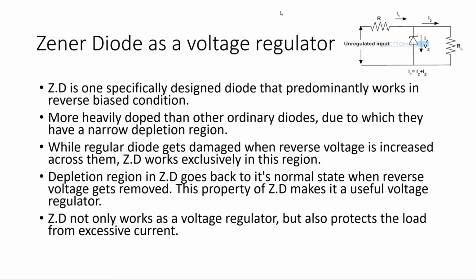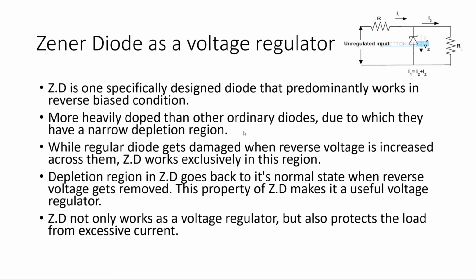Now, Zener diode as a voltage regulator. Zener diode is a specifically designed diode that predominantly works in reverse bias condition. By now you should know these points by heart because whatever the question is, these are the generalized points and the summary of these points you have to mention in your paper, which will help you to gain maximum marks.